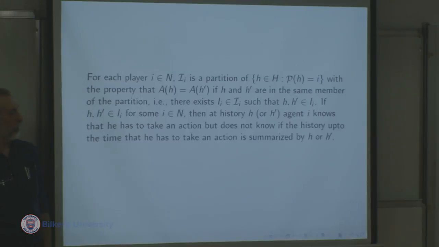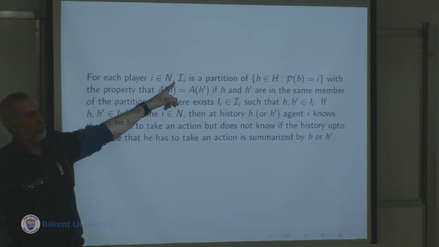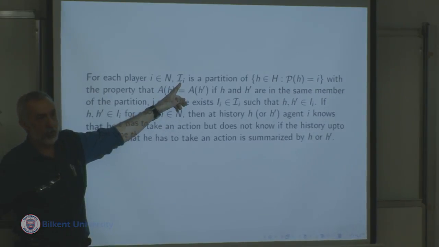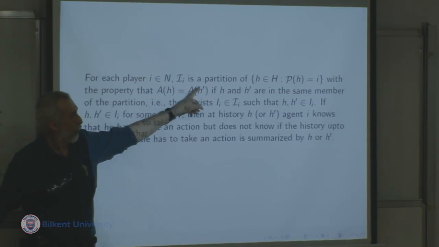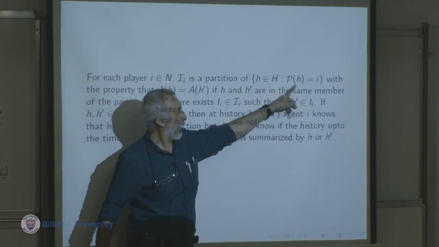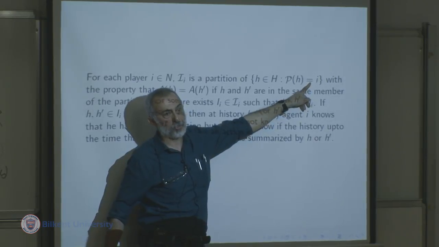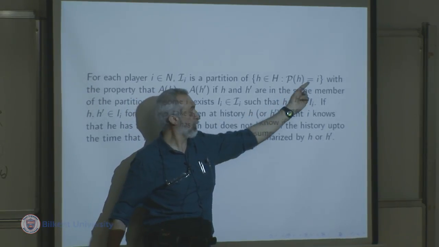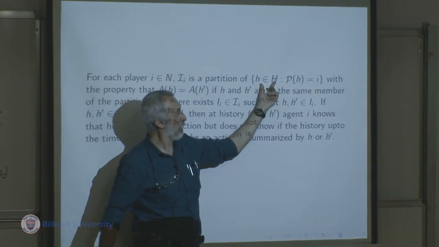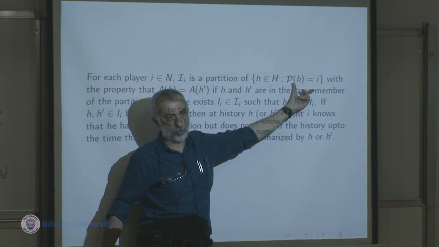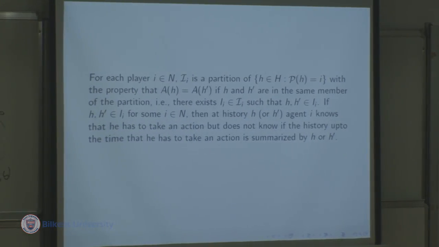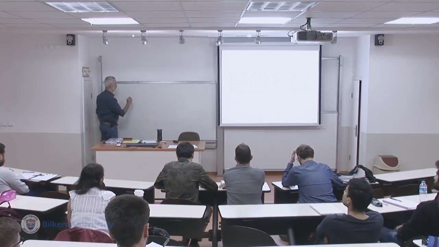For each player I, we have calligraphic I, script I, which is a partition of all the histories at which player I takes an action. P of H equal to I means that at history H, player I takes an action. So we're looking at all histories under which player I takes an action. Again, let me remind you what a partition was.